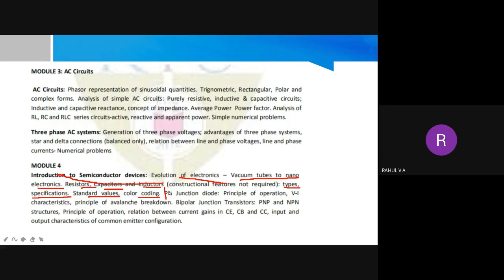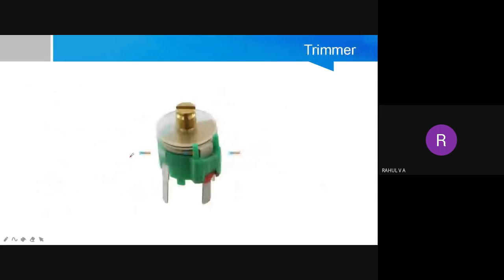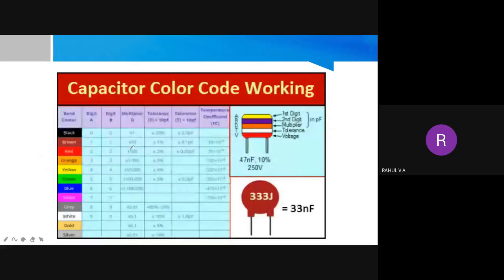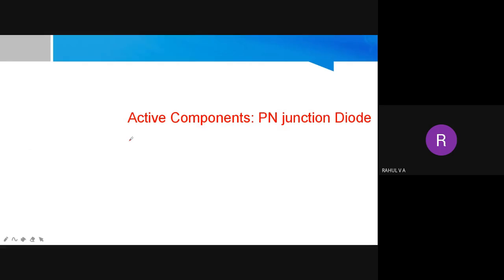Now we will start PN junction diode. I think you have already gone through intrinsic semiconductor, extrinsic semiconductor, and how to make N-type and P-type material, like that. So we'll start from the beginning. Active components. So we have learned that active components are those components which can process or amplify electric signals. And under that, we have learned two types. The first one is diode. The second one is transistor.